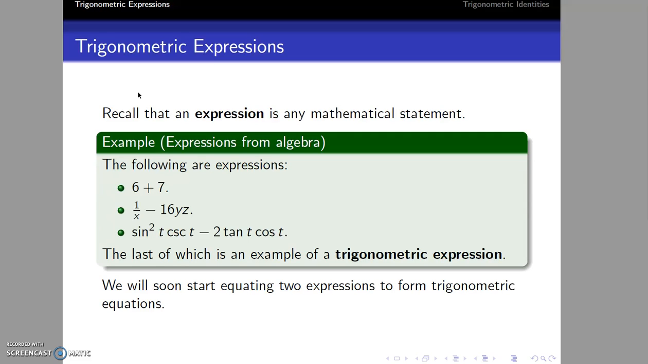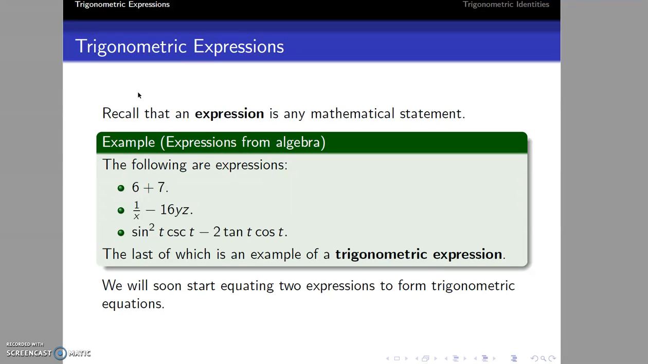Another expression we could have would be sine squared of t times cosecant of t minus 2 tangent t cosine t. That's an expression. We now know what sine is, what cosine is. We know how to evaluate those for all inputs, well, all real valued inputs. So these are legitimate expressions.